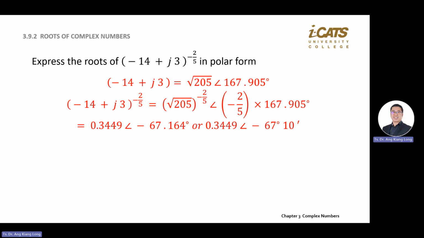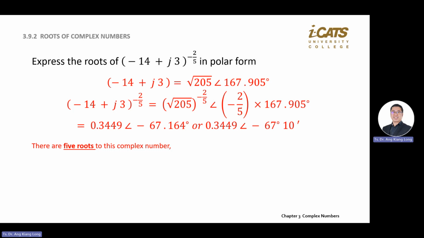This one, minus 67.164. You can give me the 200 something, you can give me this side, but in mathematics we always give the smallest number we have, so it is easier, right? So this is how we do it. All right, so we get the first answer.